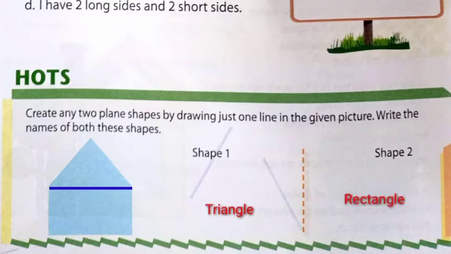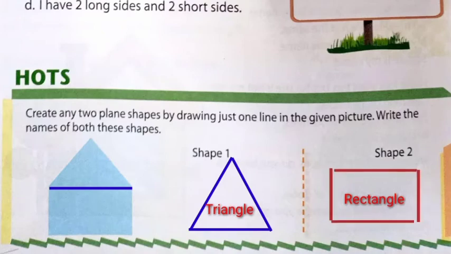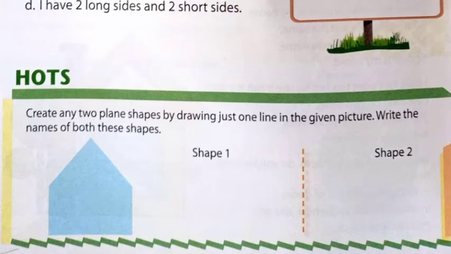So let's draw the triangle first. A triangle has three sides, three straight lines, and the rectangle has four straight lines, but two sides of a rectangle are always equal.